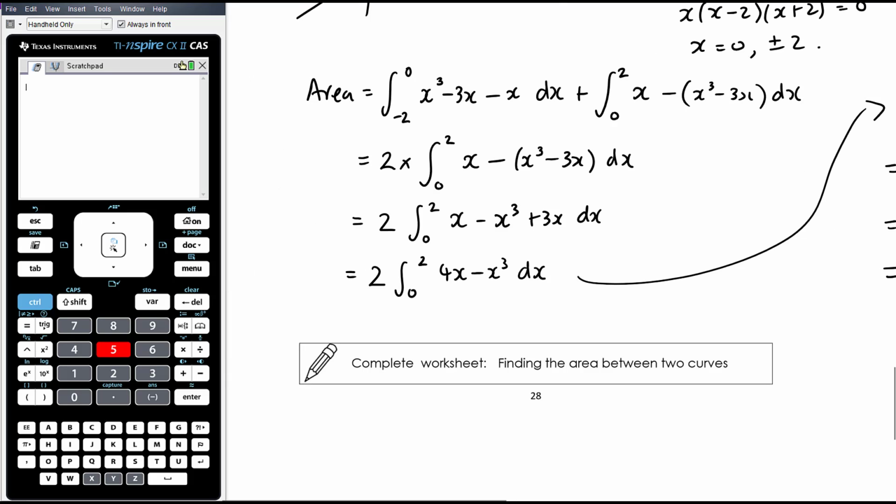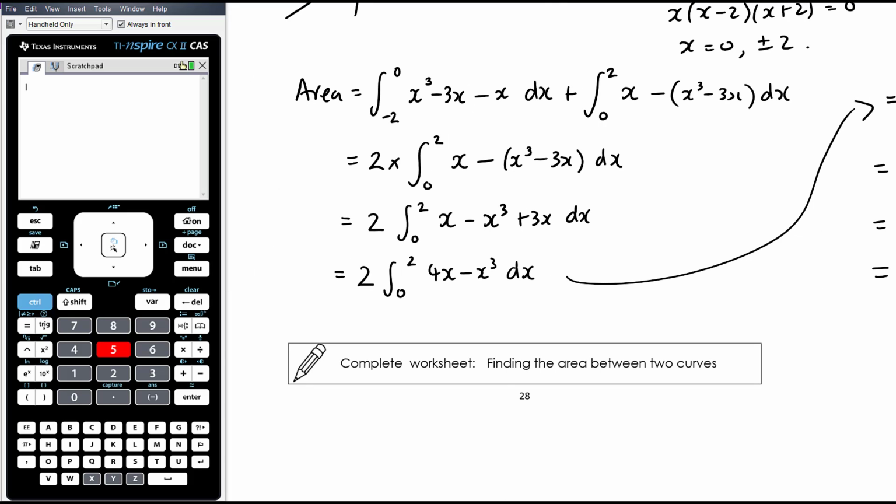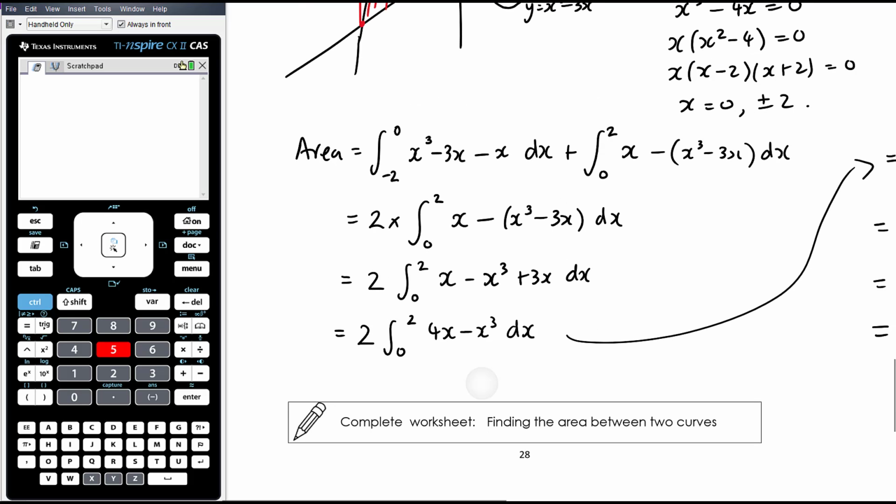Okay, the work today is from a worksheet finding the area between two curves, so making sure you do your sketch first, you find the coordinates of any points of intersection that are going to be needed in the integration, and then you set up the integral, bearing in mind that you don't need to worry about where the x-axis is, it is just the integral of the top function minus the bottom function.